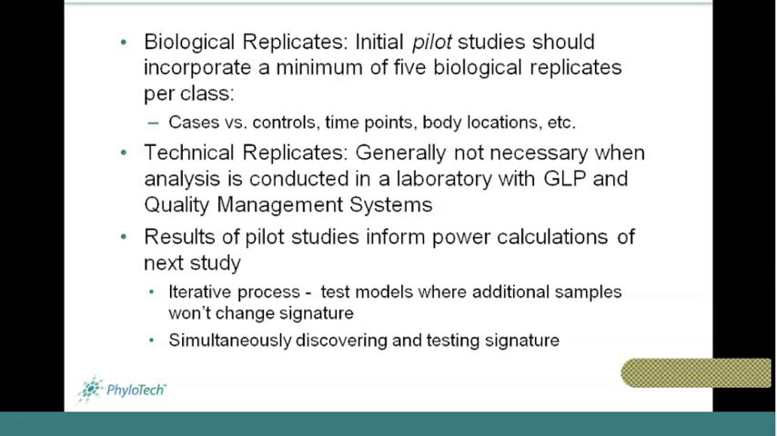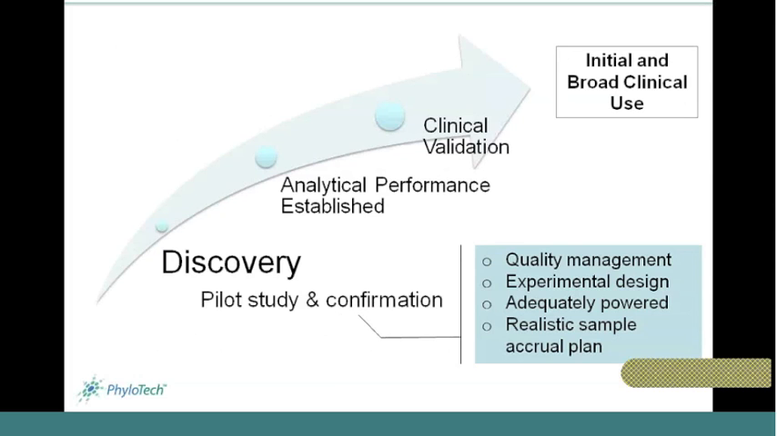And when you get to the point where they don't change the signature, you've begun to arrive at establishing a biomarker panel. Remember, during the pilot, you are simultaneously discovering and testing the signature. So this takes us back to the overview and where we are in the path. So you've conducted your pilot study, and in the discovery phase of your project, it's important to challenge the robustness of that putative biomarker panel.